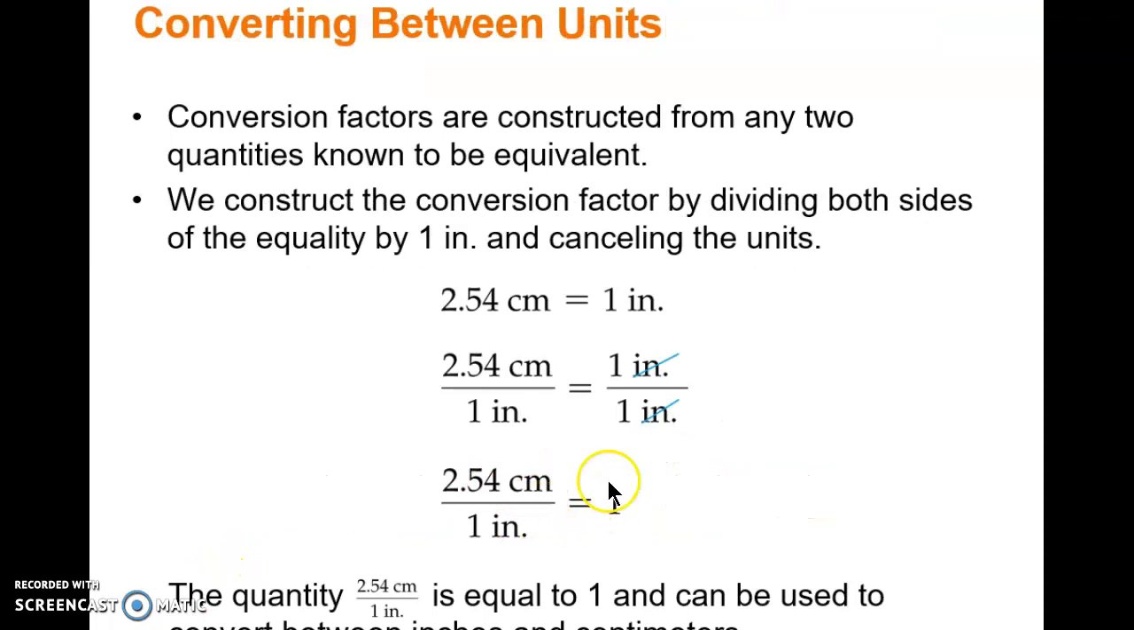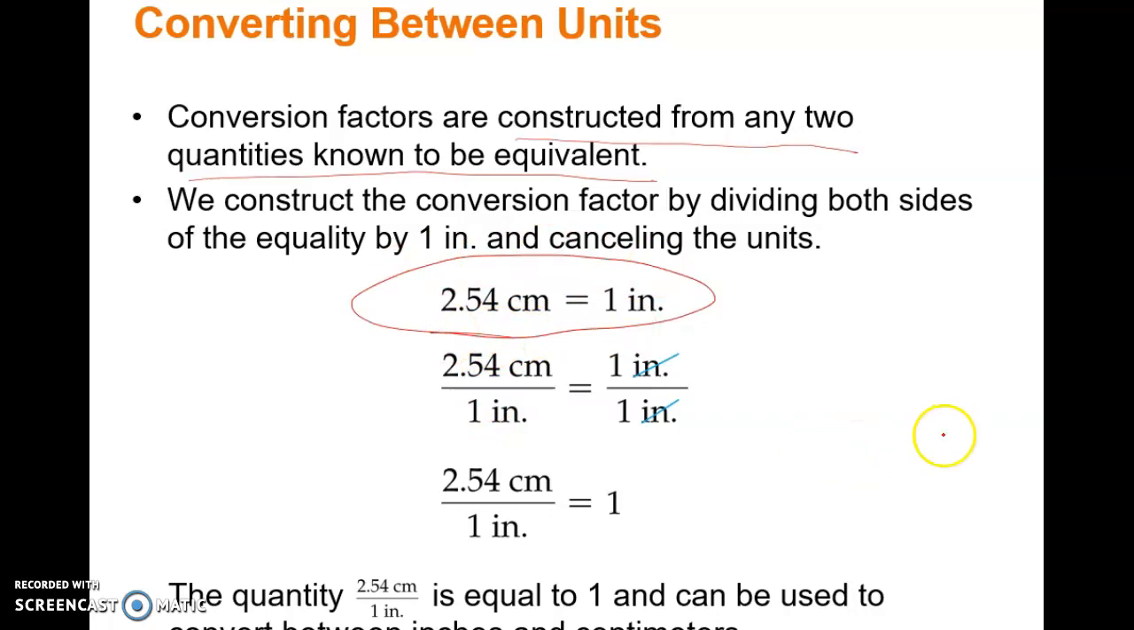So conversion factors are constructed from any two quantities that are known to be equivalent. All right, so here's one, for instance. 2.54 centimeters are equal to 1 inch, okay? And you can write that like this, 2.54 centimeters over 1 inch, or we could even flip it around depending on how you need to use that conversion.